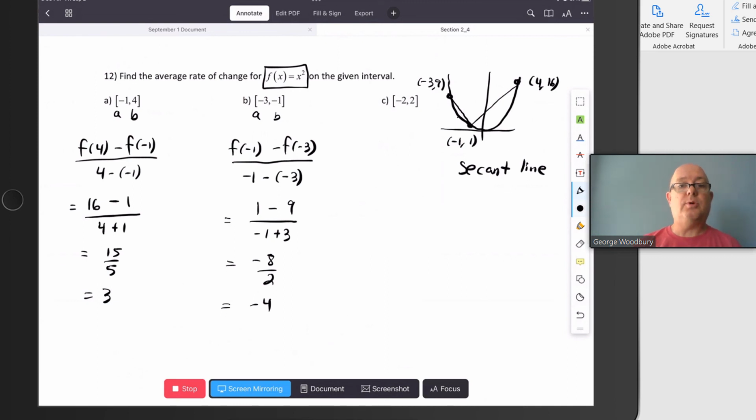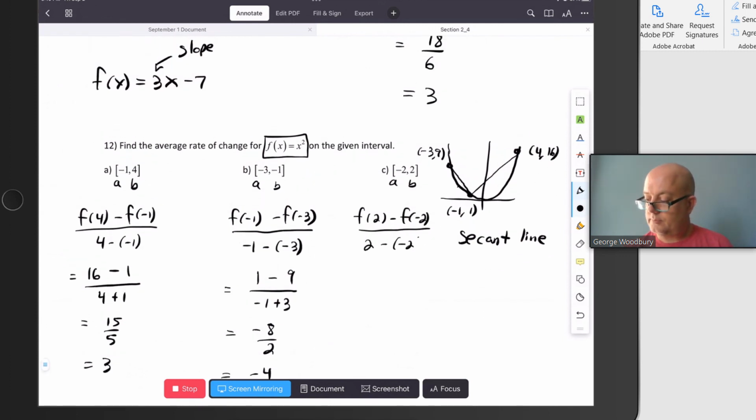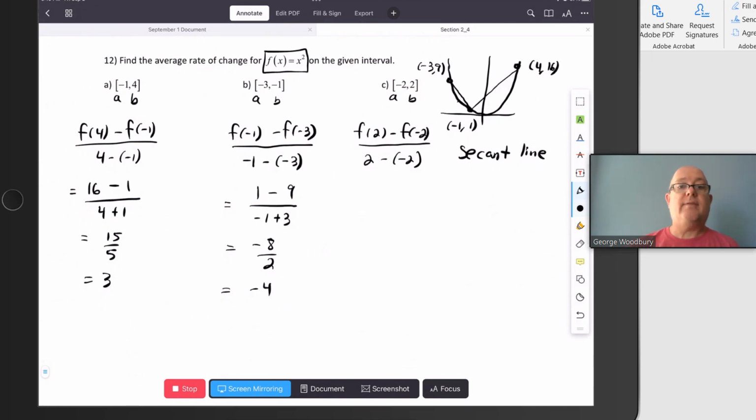All right, one last one to do. A is -2, B is positive 2. So we're going to take f of 2 minus f of -2 over 2 minus -2. f of 2 means to square 2, so 2 squared is 4, minus -2 squared, which is also 4, so the numerator is 4 minus 4. In the denominator, 2 minus -2 is the same as 2 plus 2. So we end up with 0 over 4, or 0.